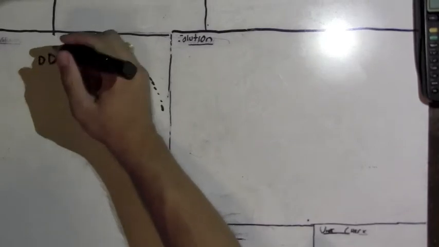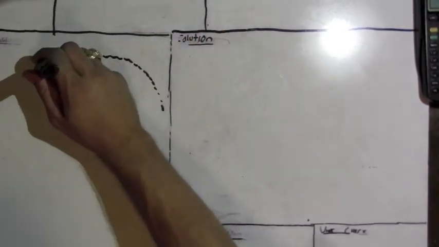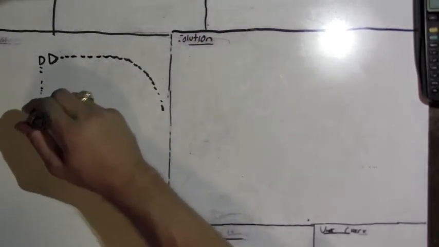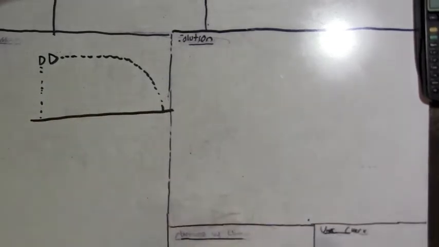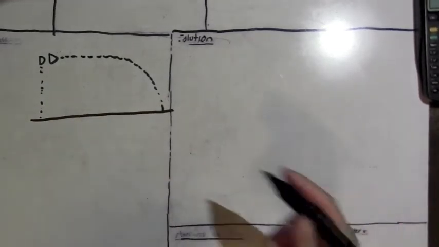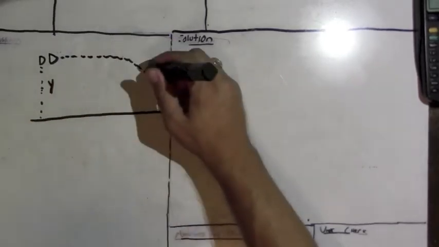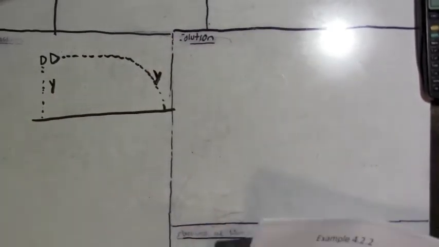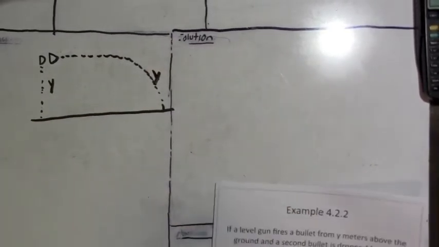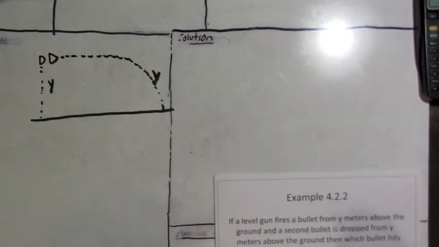You have bullet number 2, which is dropped from identical height. It is moving straight downward. And you want to know which one will hit the ground first. Now, hopefully I do that right, but they both have to travel a vertical distance of y. So we're going to go ahead and just take a look at our given information here.